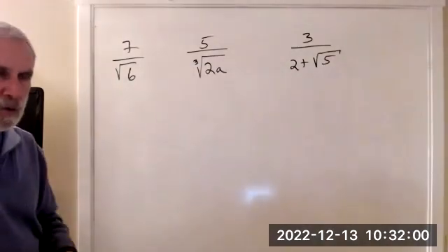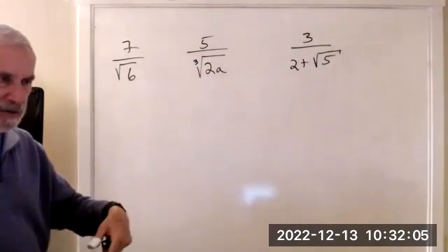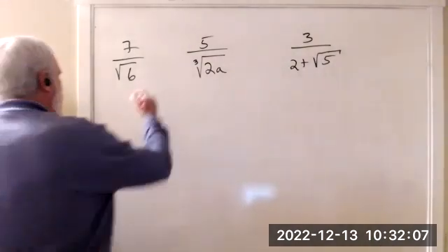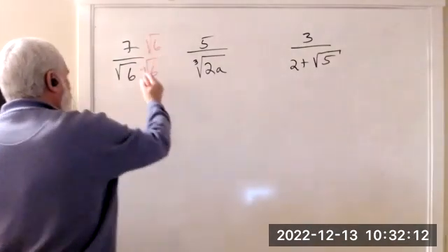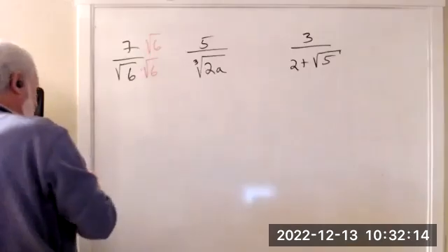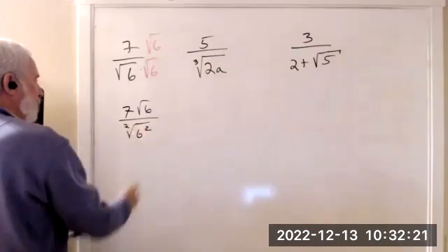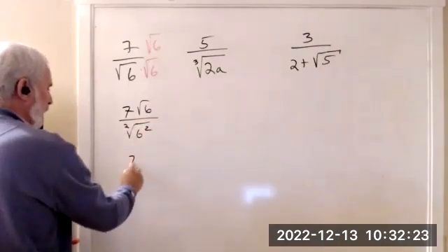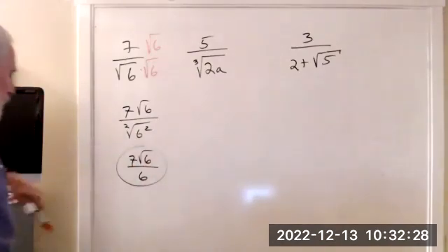The overall rule is for a final answer, you can't have a radical in the denominator. So the typical way we do it is we multiply top and bottom by the square root of 6. That gives us 7 square root of 6 over the square root of 6 squared, but the square root and the square power cancel out. And that's our answer. That's what I got.